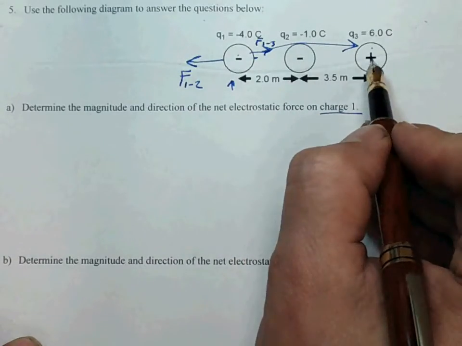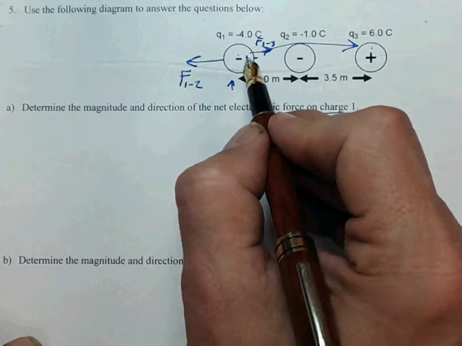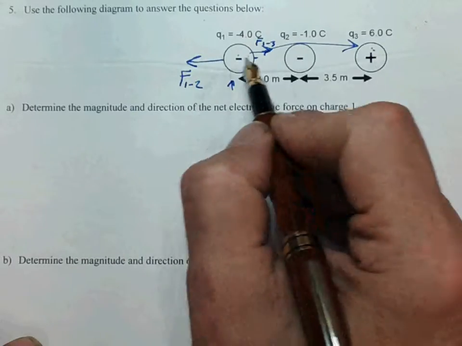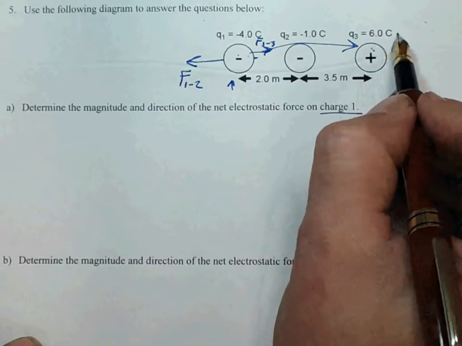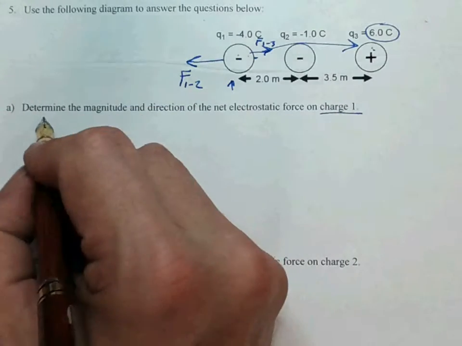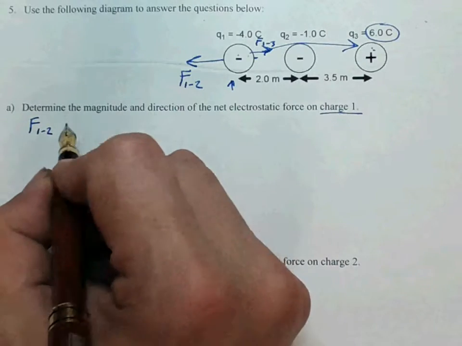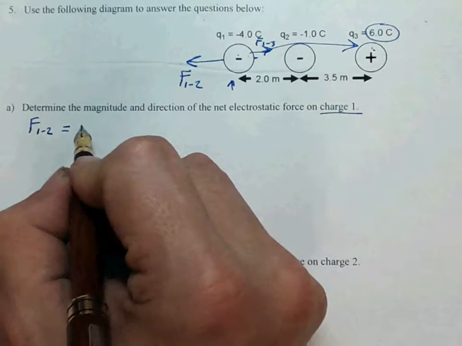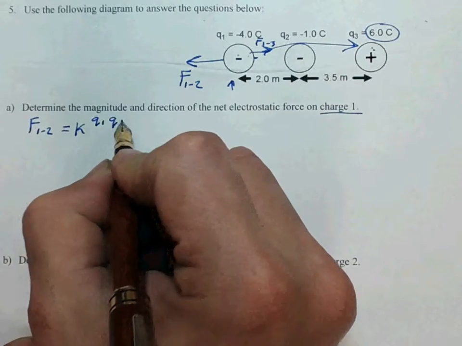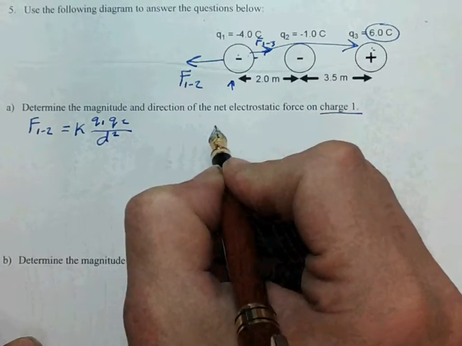So what's going to be more important, the negative repulsive charge close together, or the negative and positive attractive force that's far apart, but there's a larger magnitude of charge here? So let's find out. So the force that's acting between 1 and 2 is equal to K times Q1 times Q2 divided by the distance between them squared.